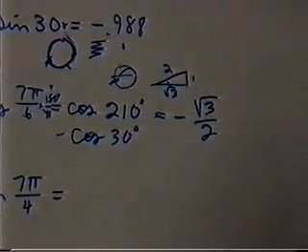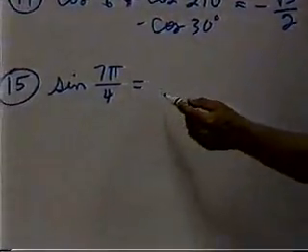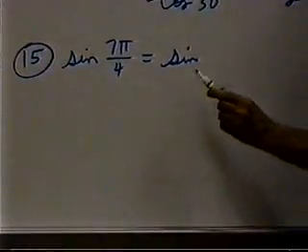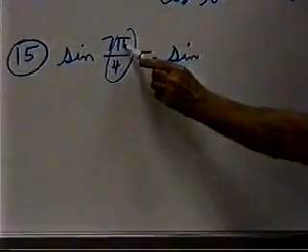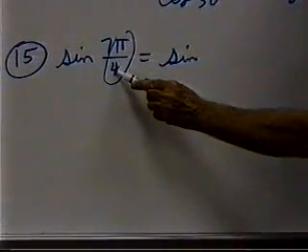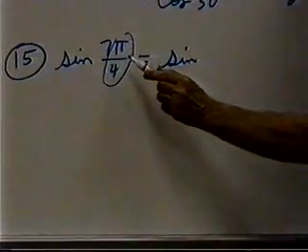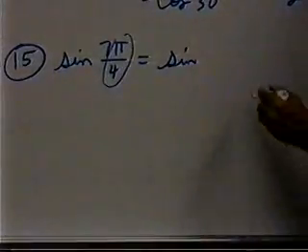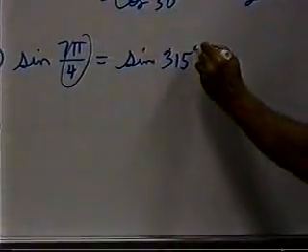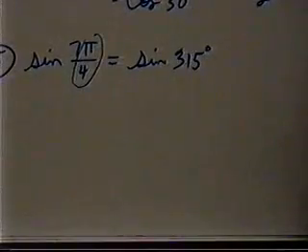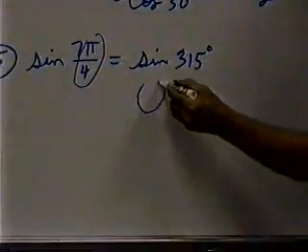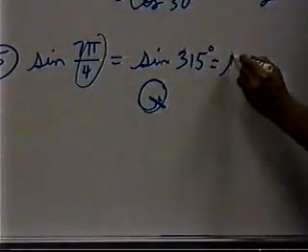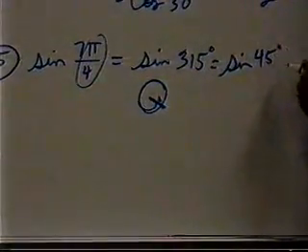All right, example 15. The sine of 7 pi over 4. Now let's do the shortcut method. Pi over 4 is 180 divided by 4. That's 445. I'm sorry, that's 45. 180 divided by 4 is 45. Times 7 is 315. So now we do the sine of 315. Well, 315 is 45 degrees from the x-axis. So this is the sine of 45 degrees.